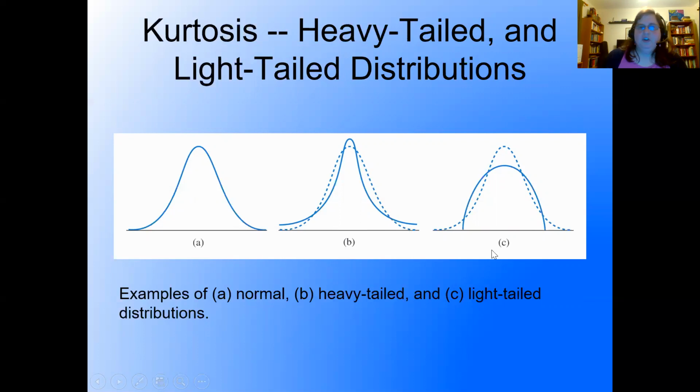That's a heavy-tailed distribution. Whereas if we look at C, once again, in the dashed line, we see our normal curve, and in the solid line, we see a very, very light-tailed distribution. Okay, and you'll notice there's almost no tail here, right? It just kind of drops immediately. It doesn't kind of go out to the right or left. And another name for looking at the heaviness or light-tailedness of a distribution is kurtosis. So we can talk about the level of kurtosis of a distribution, whether it's heavy-tailed or light-tailed.